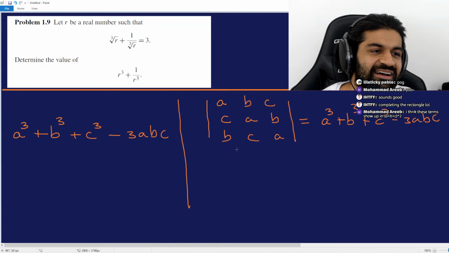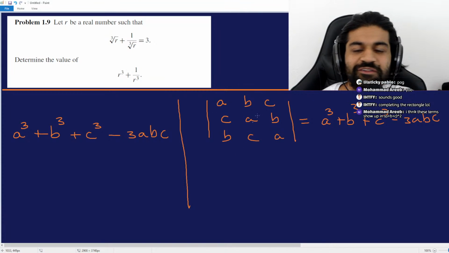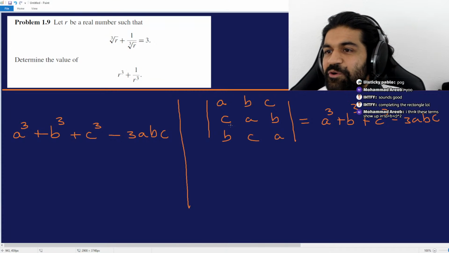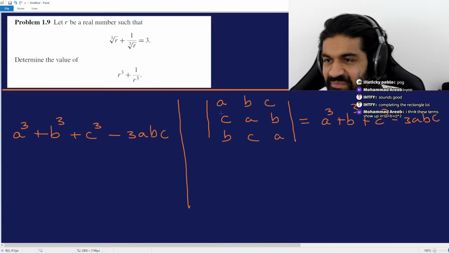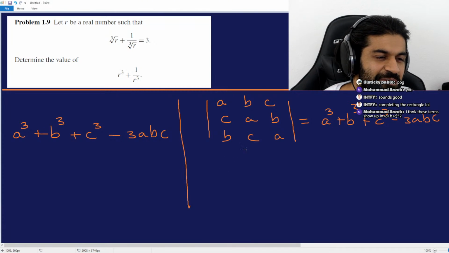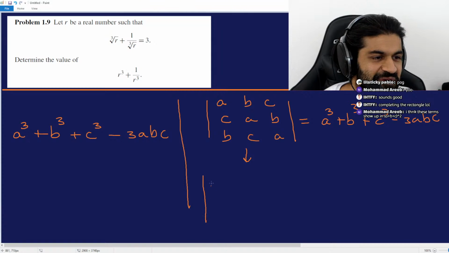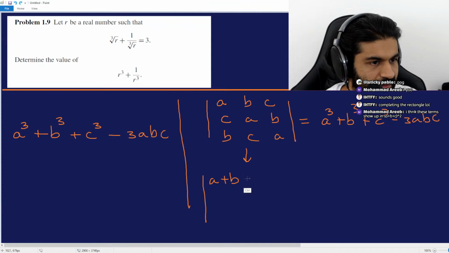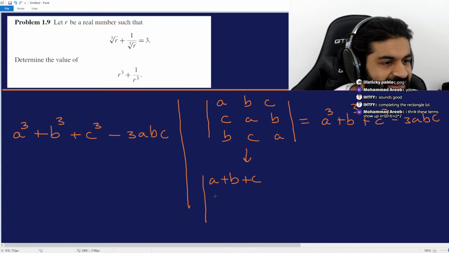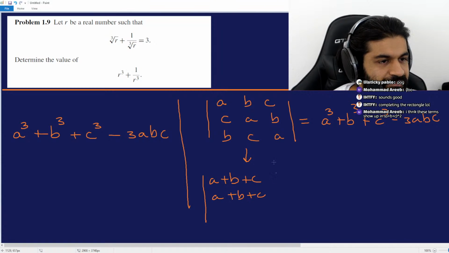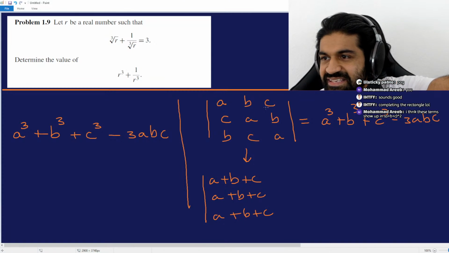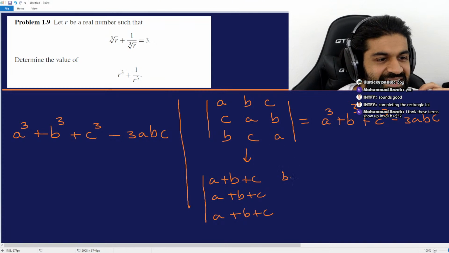But notice you can, for example, add all of the columns to the first column, and that's not going to change the determinant of this matrix, right? So for example, the determinant of this matrix should be the same as the determinant of the following matrix. So you have a plus b plus c, and again, a plus b plus c, and again, a plus b plus c. So this is what happens if you add both of the side columns to the first column. And then here you have BAC, and here you have C, B, A.